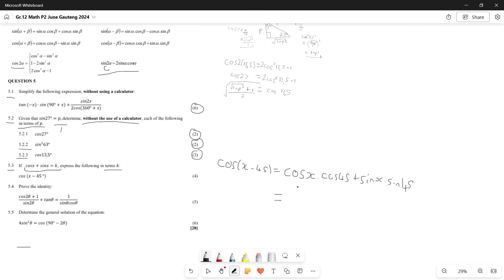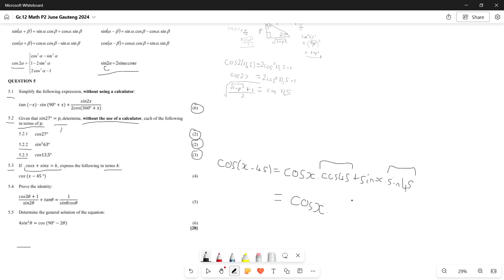So all we have to do is work on the right side here, and as we can see, they did not say without the use of a calculator, and we're seeing a cos 45 and a sin 45. This should always ring bells in our head because 45 is a special angle, okay? Which means we can just go ahead and plug this in our calculator this time.